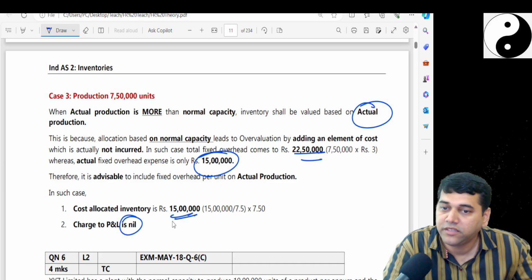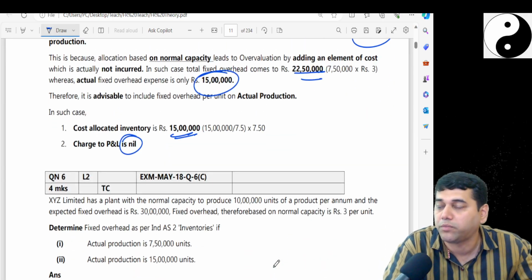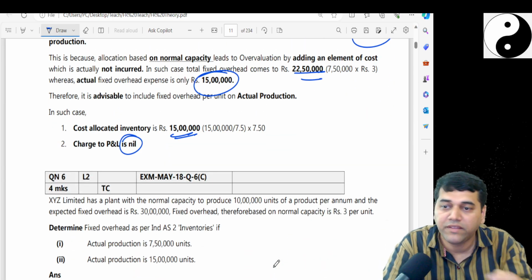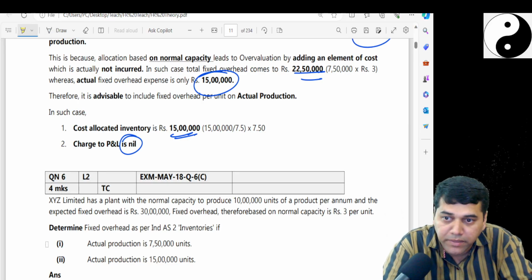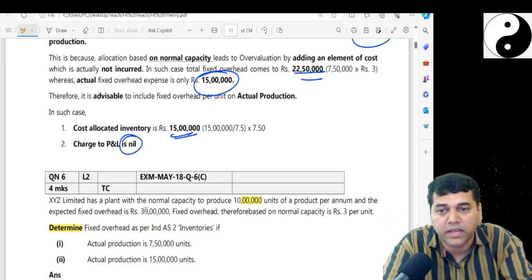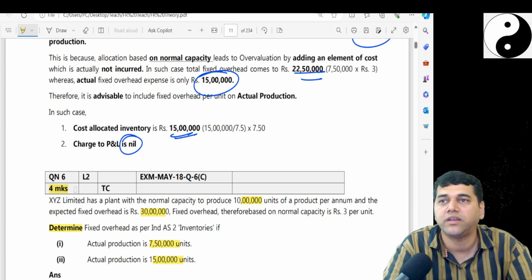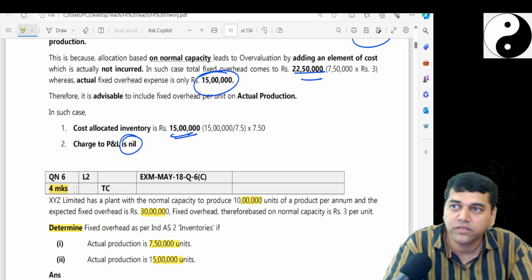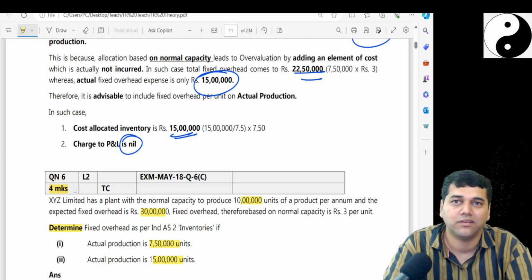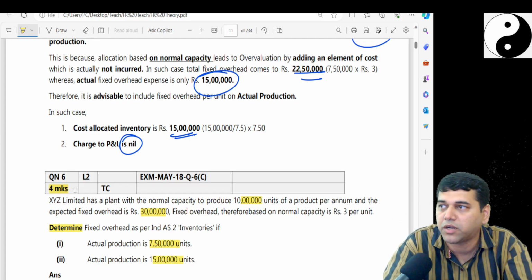Clear? And this question came in your examination for 4 marks. And when they asked for the 4 marks, again they said determine. They have got a plant with the normal capacity. They just tripled the number there. And the actual production, and this is just 4 marks, 2 elements they asked. See, the point here is not even calculation. Calculation may fetch maybe 1 mark or 2 marks.